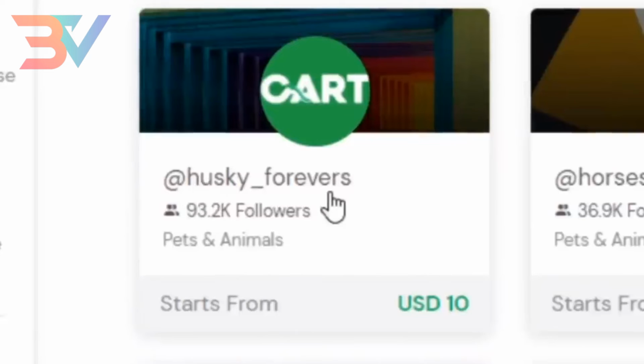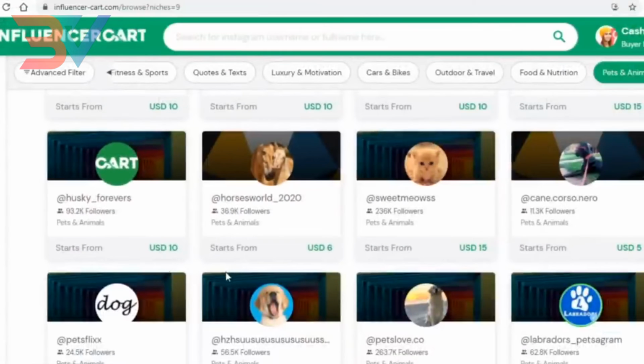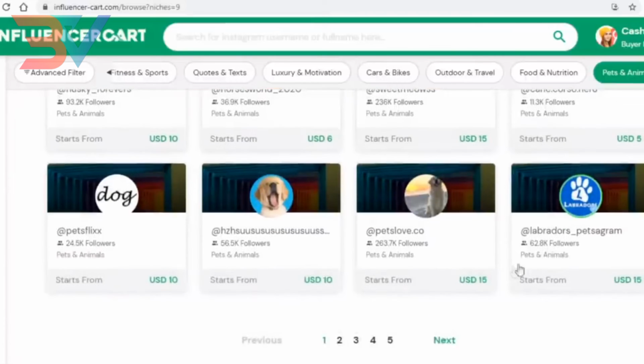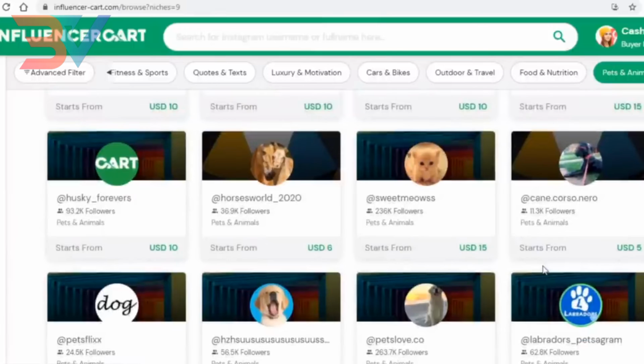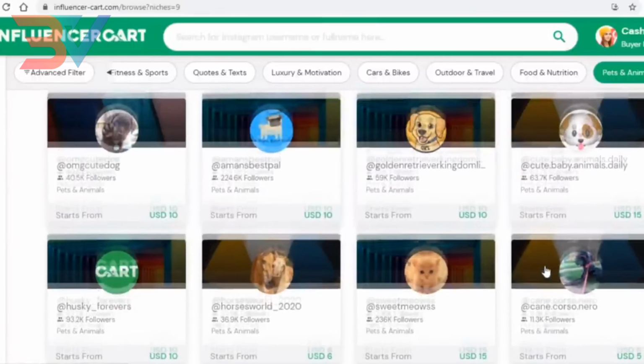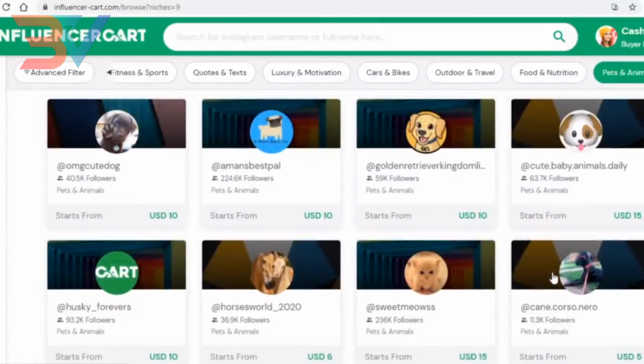This page, called Husky Forevers, has over 90,000 followers and will promote us for just a price of $10. And if you remember the prices over on Social Tradia, you will know that you just need a couple thousand followers in order to get paid over $100. So this has a huge potential, and the amount of money you invest is crazy small compared to the amount of money you earn. And this is just one page in one category I found. There are most likely others that offer an even better deal.